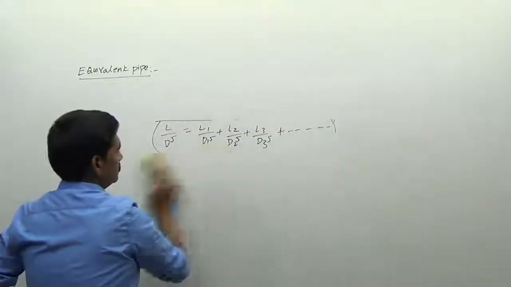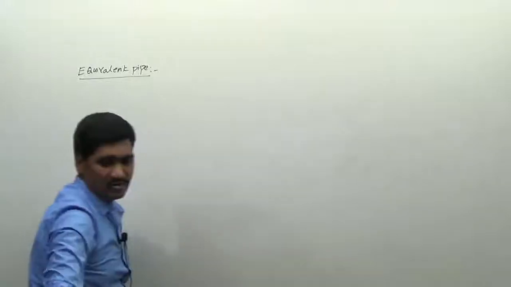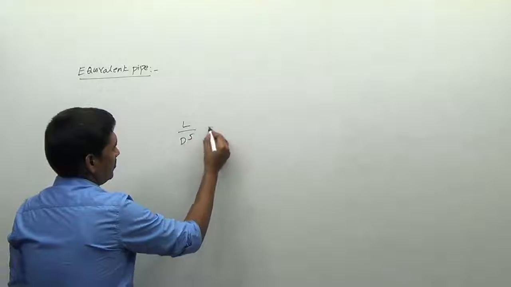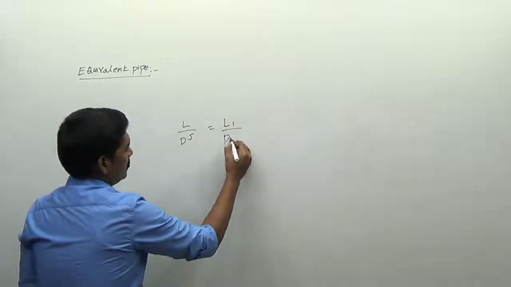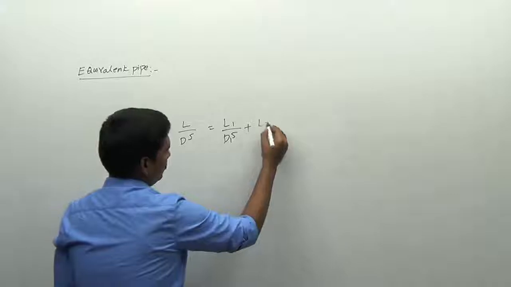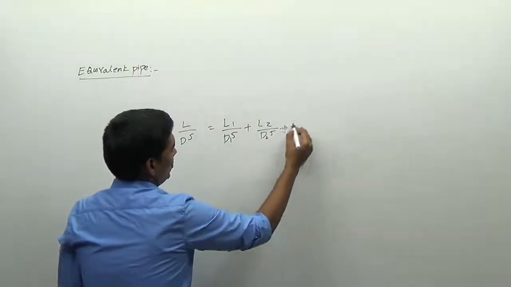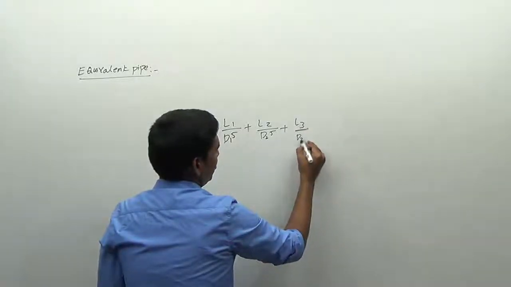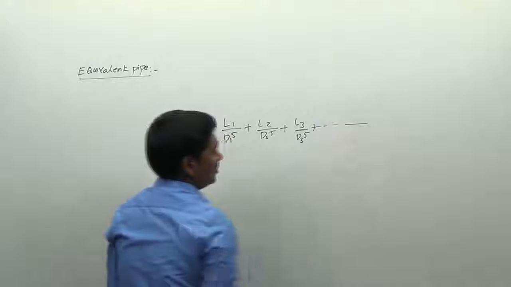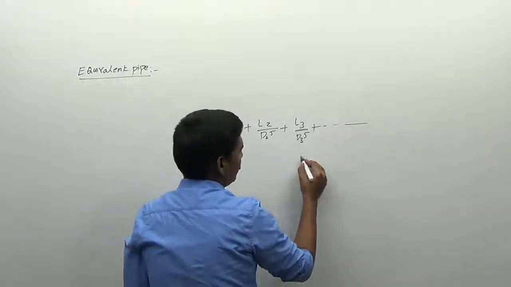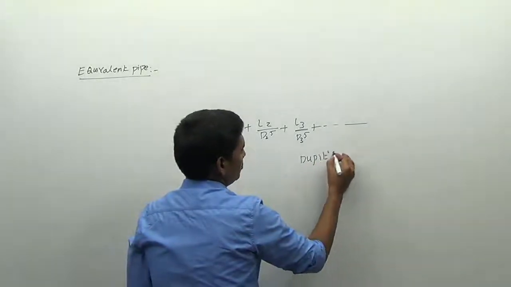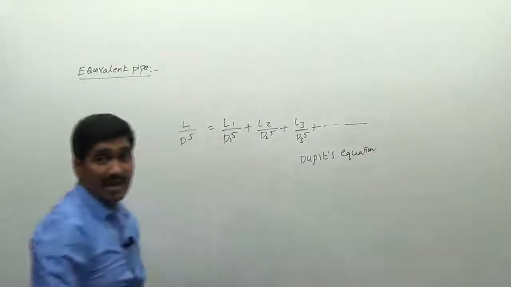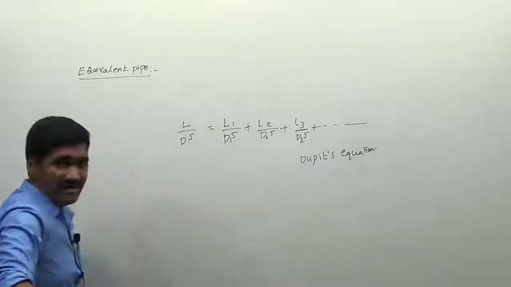Okay, we'll write the list once again for you. The equation is L by D power 5 is equal to L1 by D1 power 5 plus L2 by D2 power 5 plus L3 by D3 power 5 and so on. This equation is called Dupit's equation. It is a very important equation to determine the diameter of the equivalent pipe.